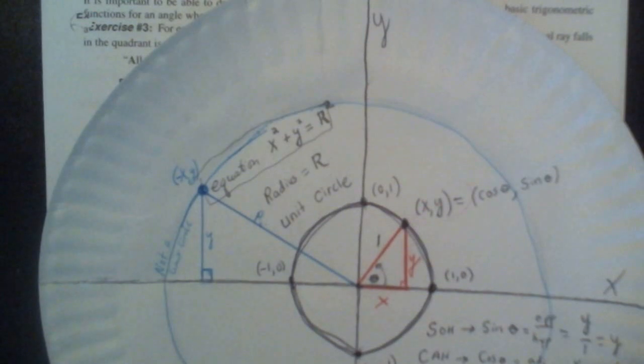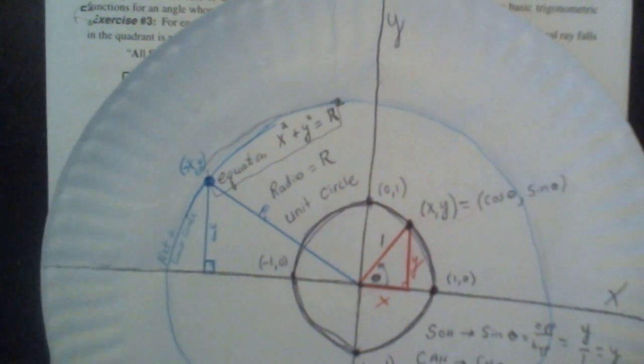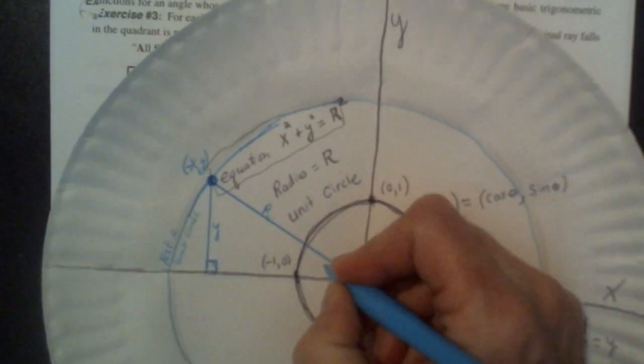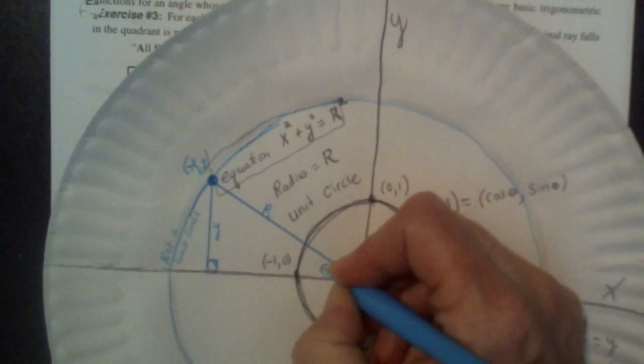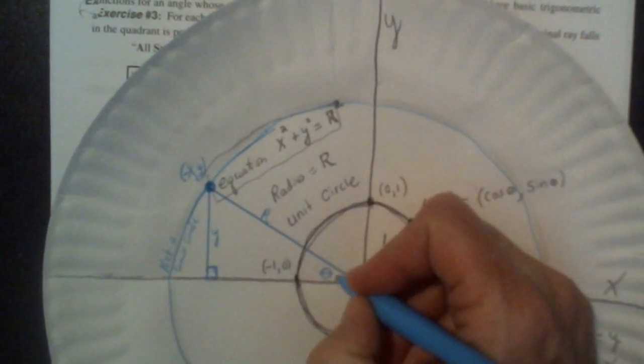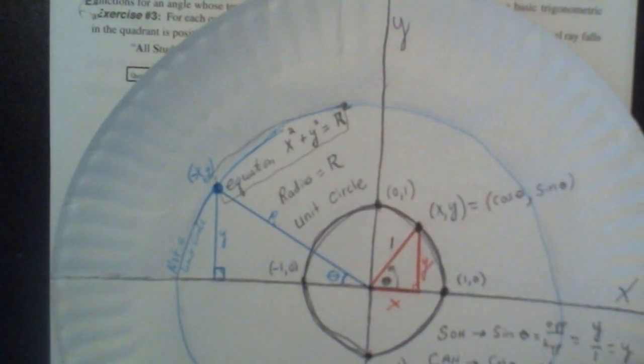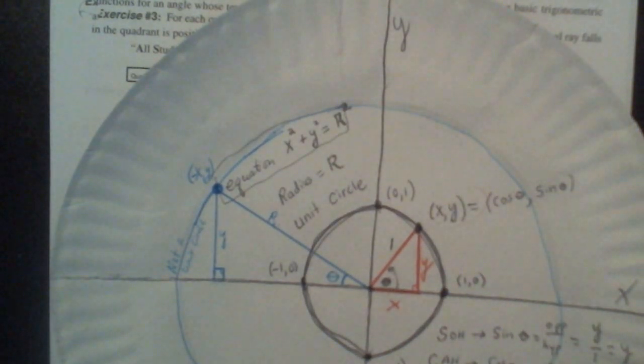But you can also create the reference angle. The reference angle is this angle that is made with the x-axis. So we're going to call this theta right here. And that's this angle right here, the reference angle of the angle of rotation.